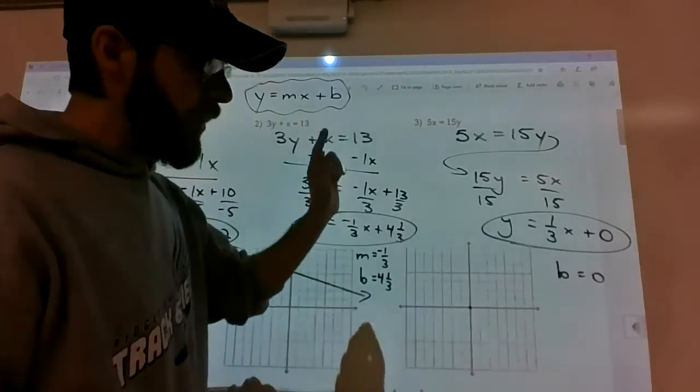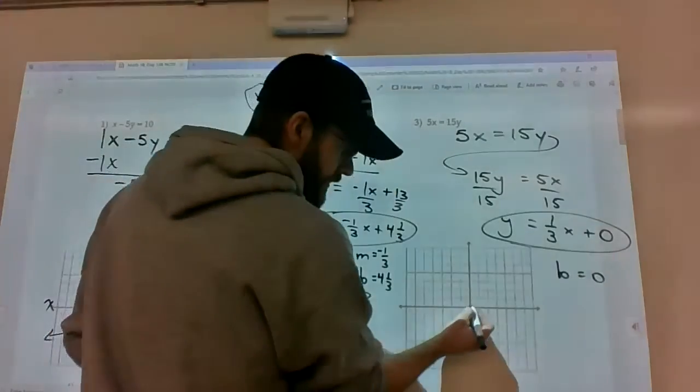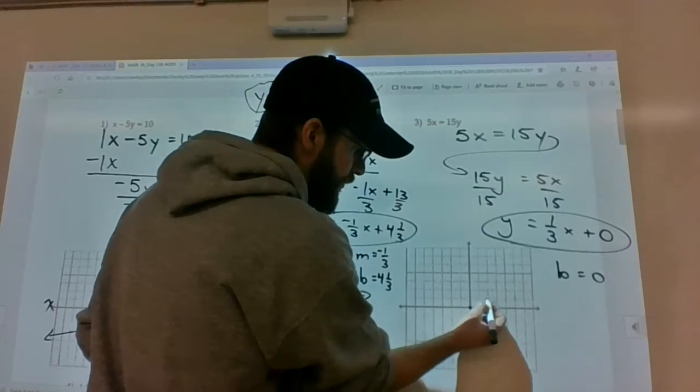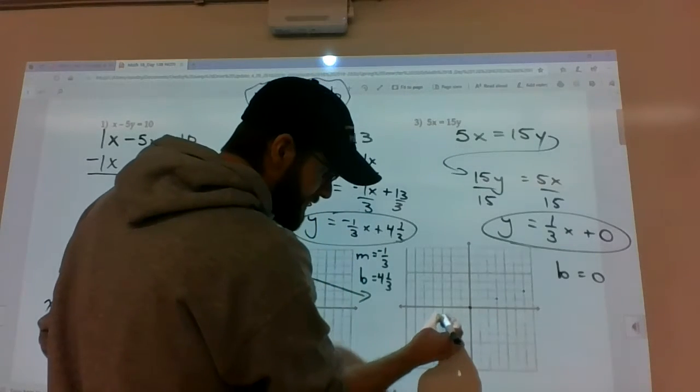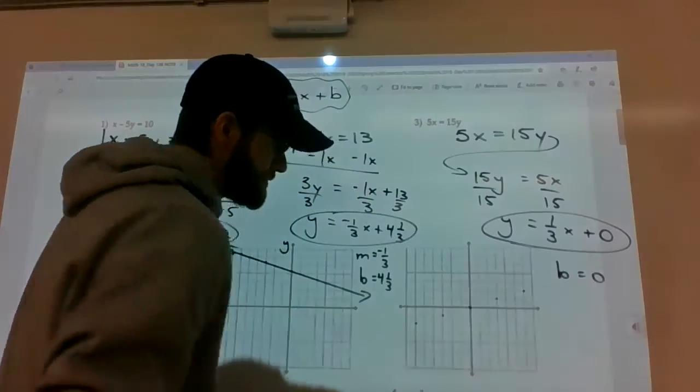And then we're going to go up 1, right 3. So from the origin, I'm going to go up 1, right 3, up 1, right 3, down 1, left 3, down 1, left 3.